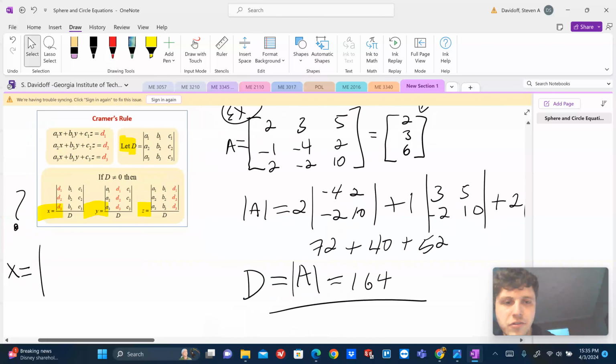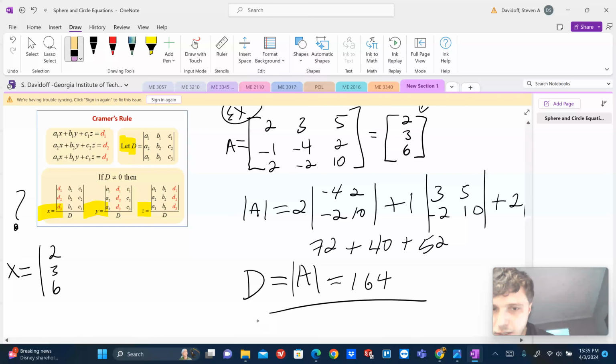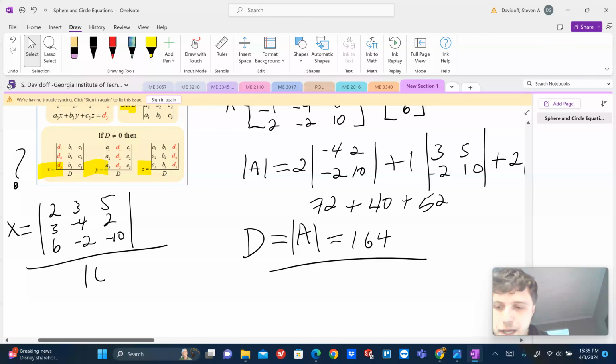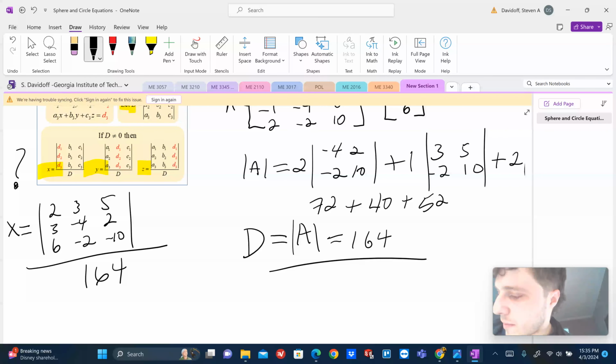So essentially what I'm going to do is put 2, 3, and 6 here. B1 is 3, -4, and -2. And then 5, 2, and -10. Solve that determinant, and then divide it by the determinant of my coefficient matrix from the original. So that's my substitutional matrix.